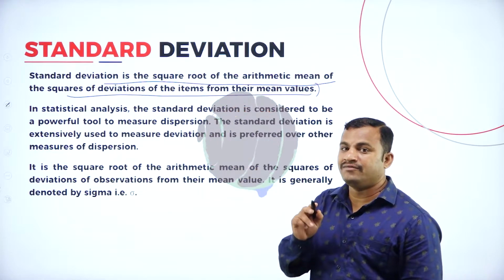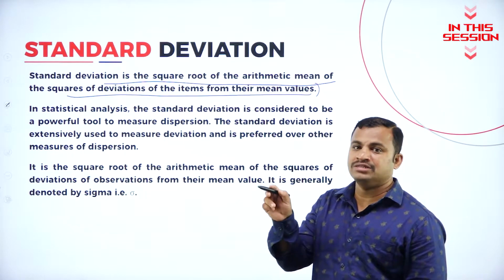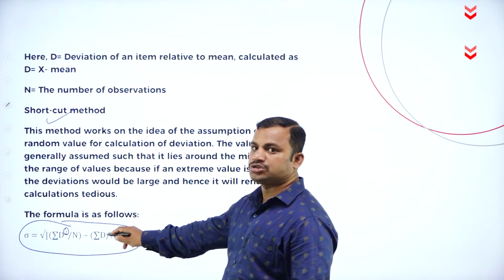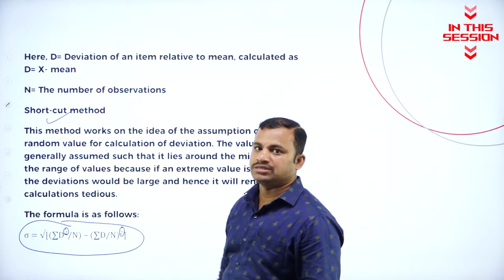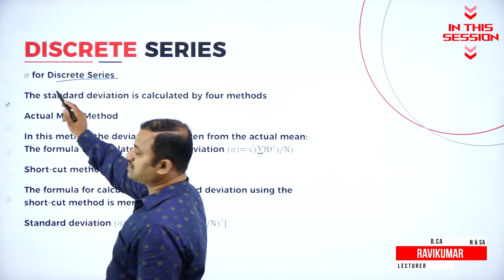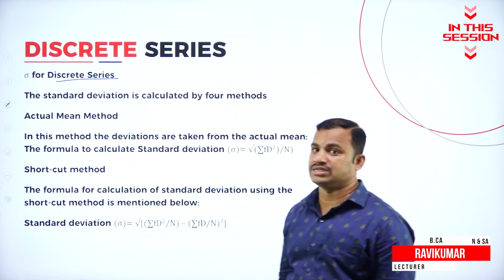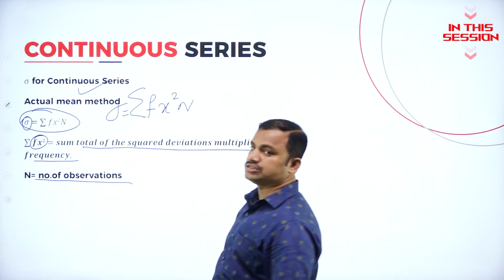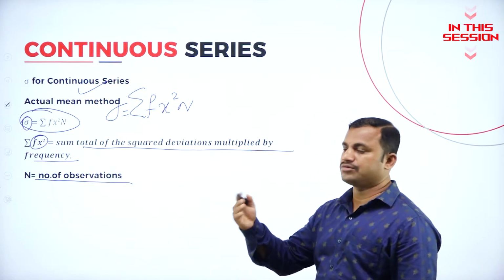That means standard deviation is calculated from variance, where variance is calculated from mean of that. If I use this shortcut formula, you will get the result of the standard deviation. For the discrete series, standard deviation for discrete series, that is for individual series, n is equal to number of observations. Suppose if there are 10 observations, we will calculate the n.